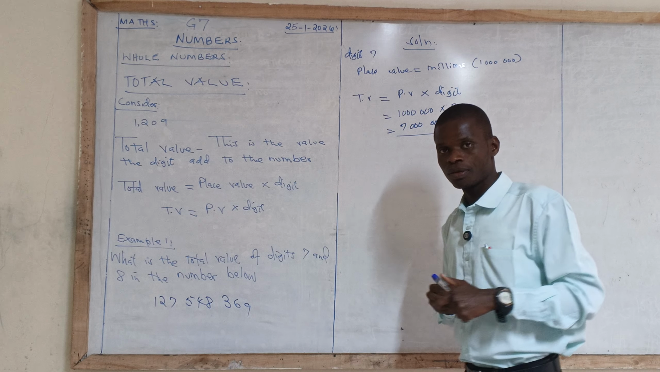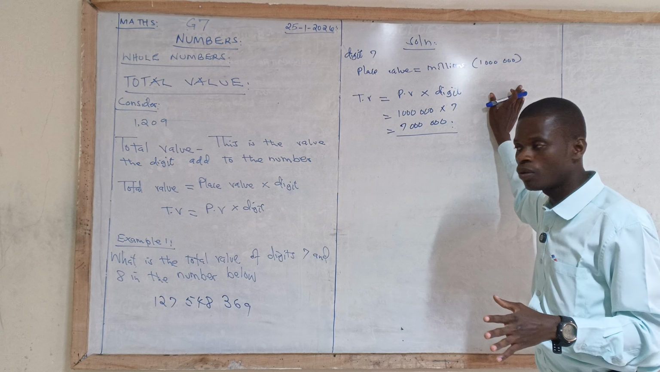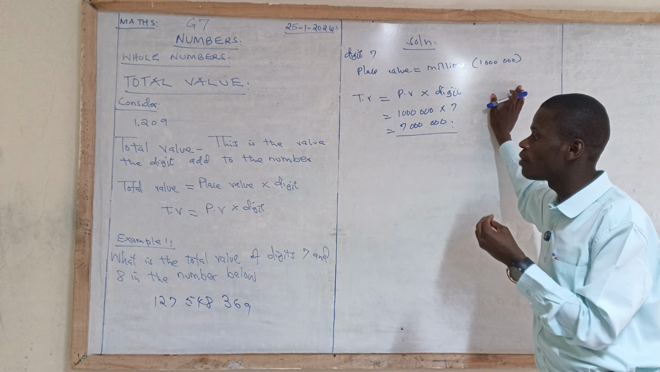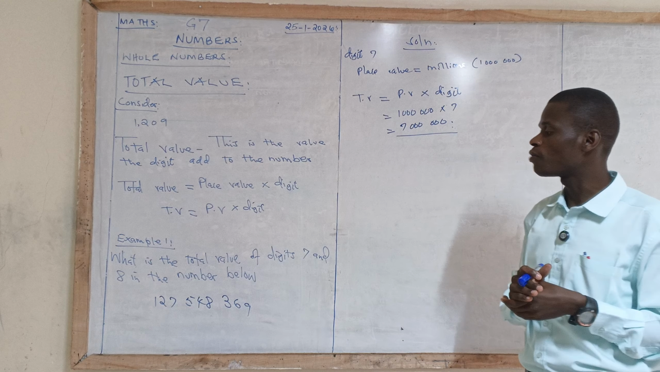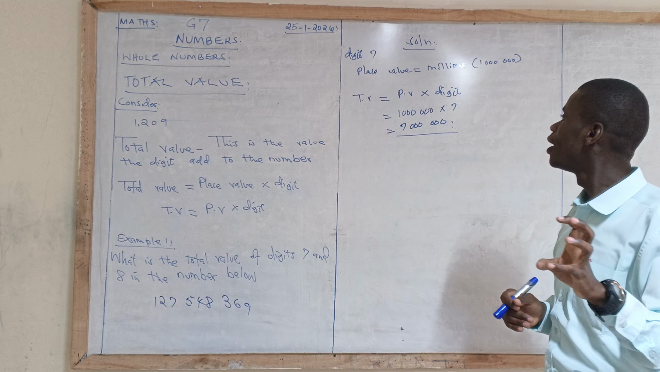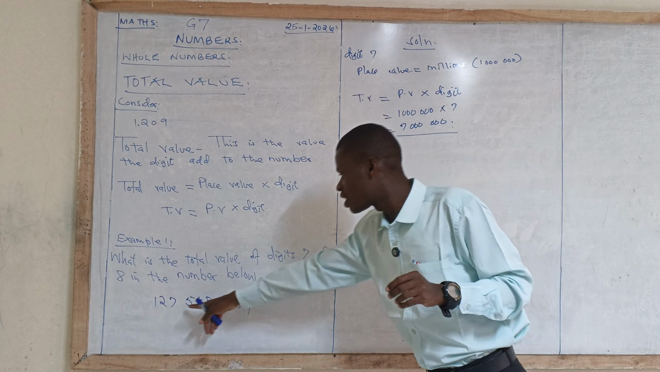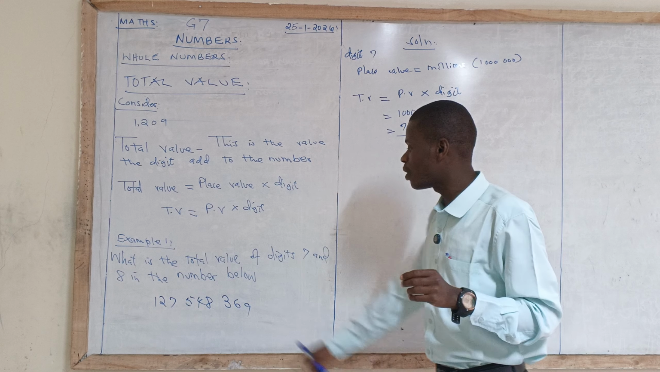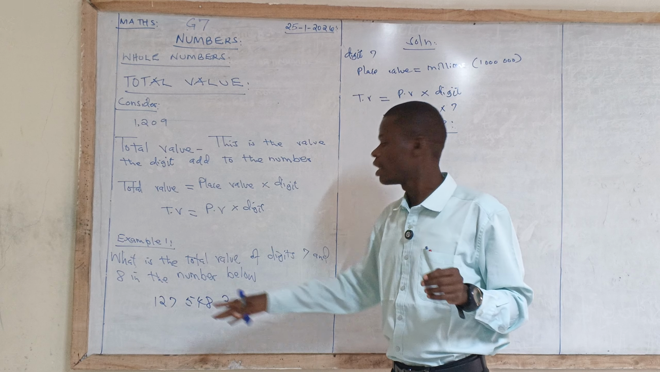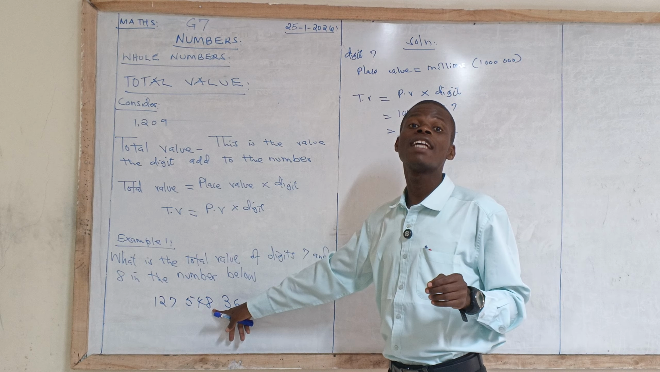Very simple. That is how I get the total value of which digit? Digit 7. Total value is place value times the digit. Place value times digit gives me the total value. Already you know how to get the total value of a digit. So you see the value of digit 7 here is greater than the value of digit 8. Reason being they are in different positions. Digit 7 is in the millions position. Digit 8 is in the thousands position.